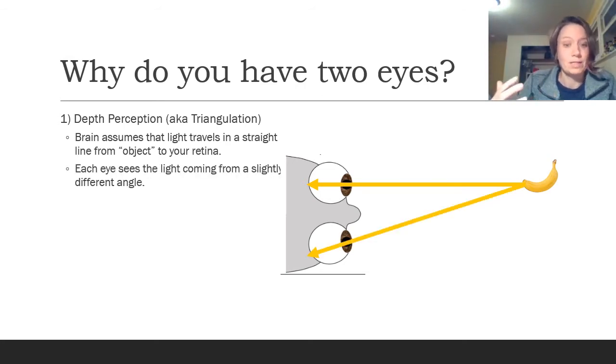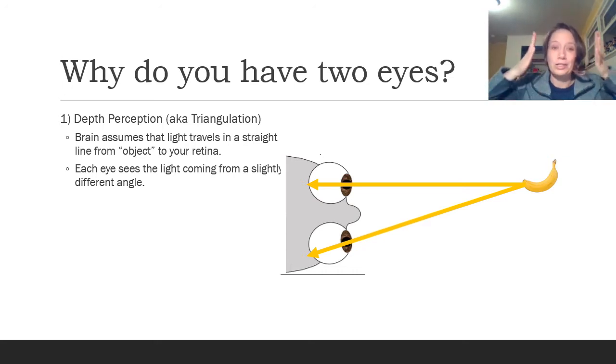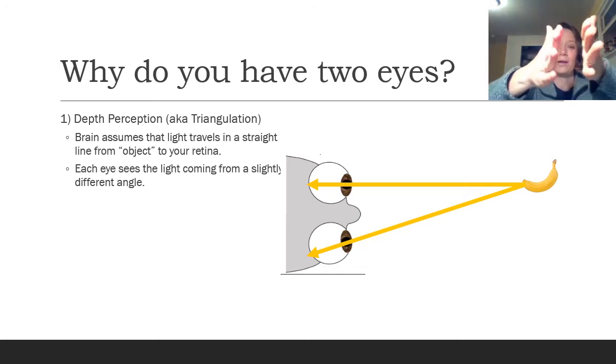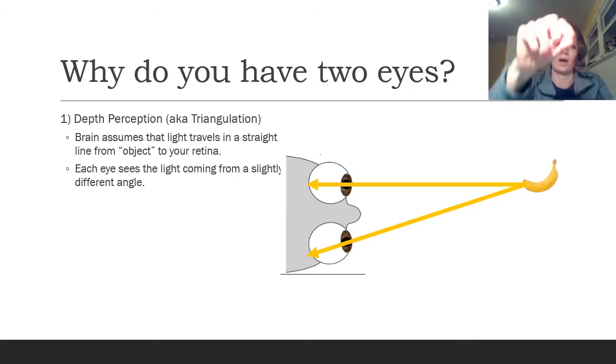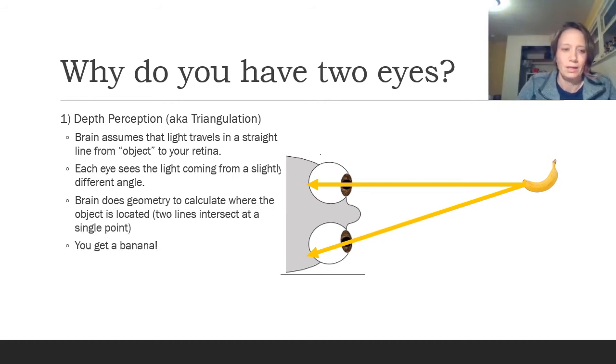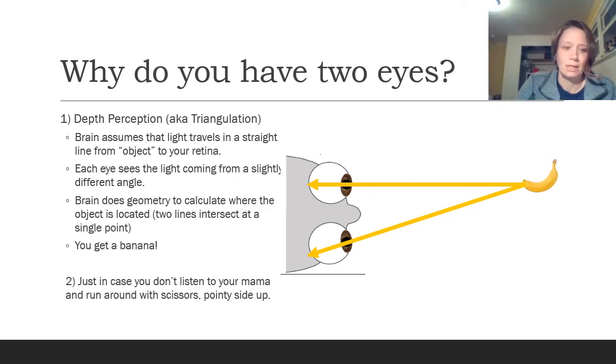However, if you have a second eye, well, that eye also knows that the light coming from the banana is moving in a straight line. And your brain has been doing geometry since you were really little. It actually knows that those two lines, those two angles, intersect in a single point. So when you have two eyes, your brain really quickly does all these calculations and figures out exactly where that banana is located. You don't have to do this slow process. So it's much quicker to touch something or pinpoint something when you have two eyes on it to figure out where it is. And then you get the banana.